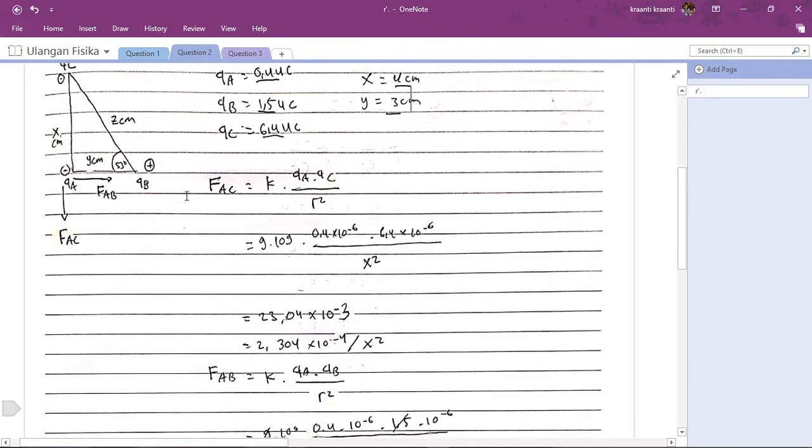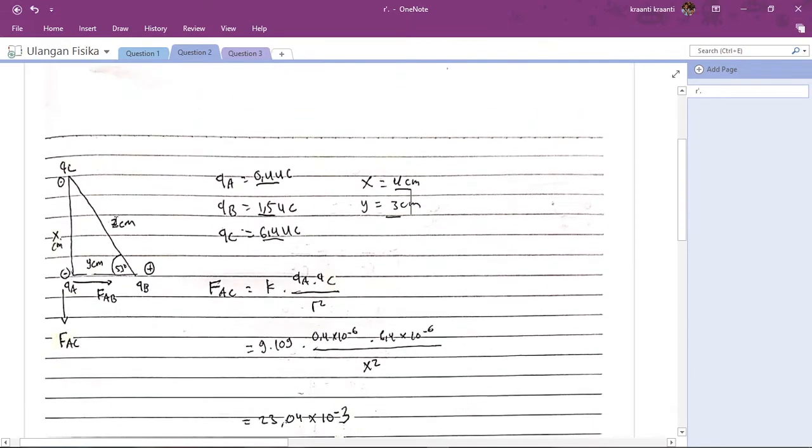So first one, we draw what is happening, or the path of the force. The first one is the path for FAC, force AC, because this one is minus and this one is also minus, so it will repel. So the path will be like this one. Because this is minus and this is plus, it will attract. So this will be this one, right? We already know the situation.